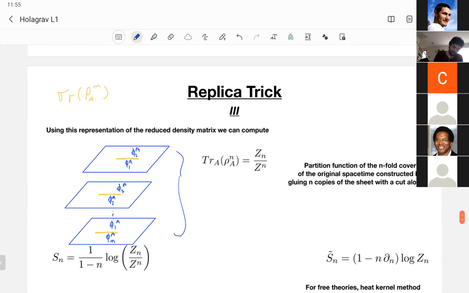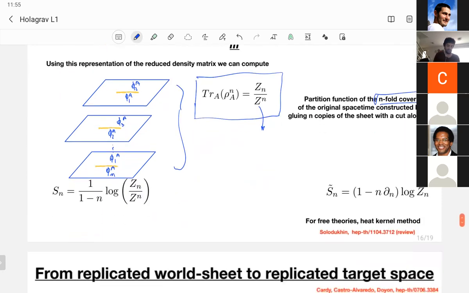So at the end, what people realize is that the trace of rho to the n is a quotient between the partition function in the original spacetime that you had in the complex plane elevated to the n, and on the numerator, the partition function of this n-fold cover of your original spacetime. In general, this is a complicated partition function, difficult to obtain.